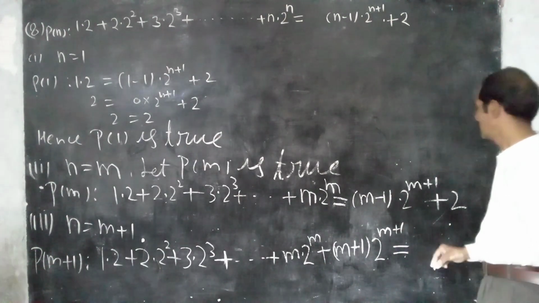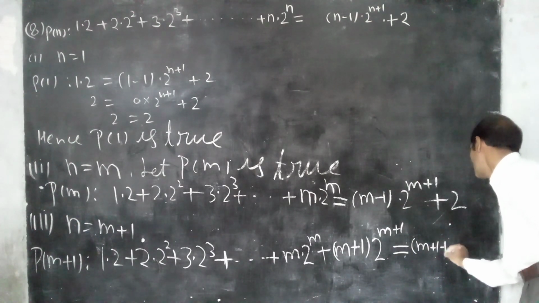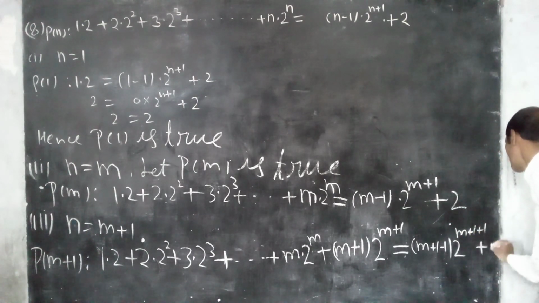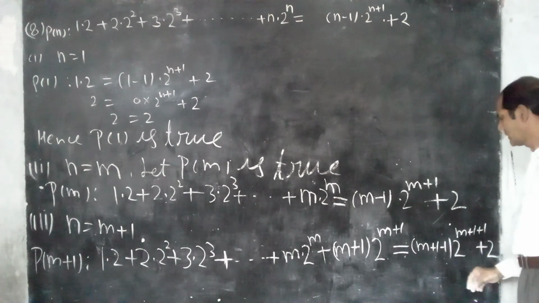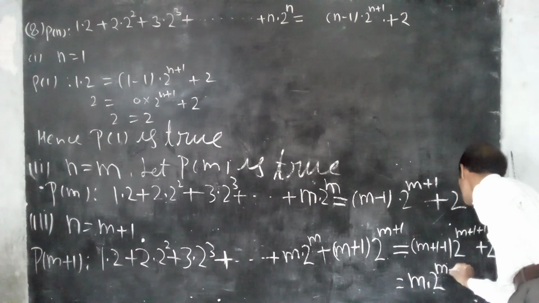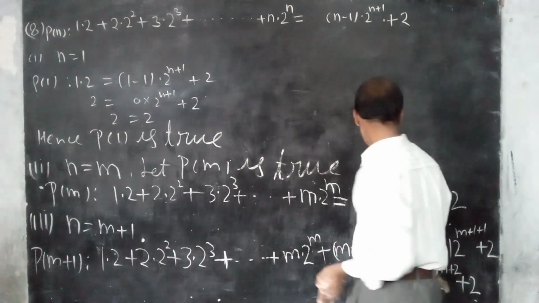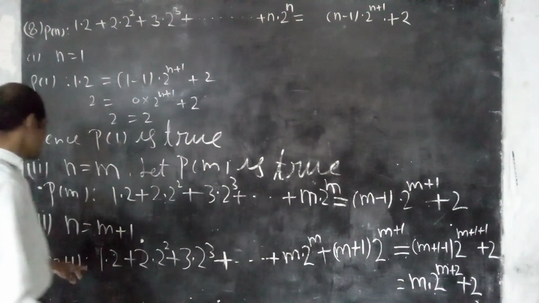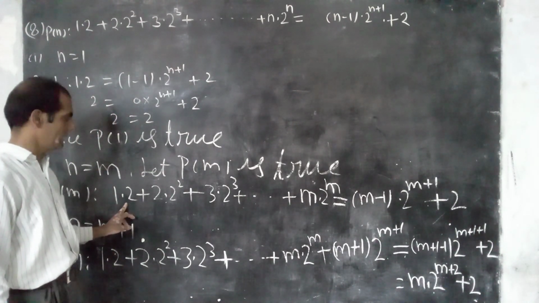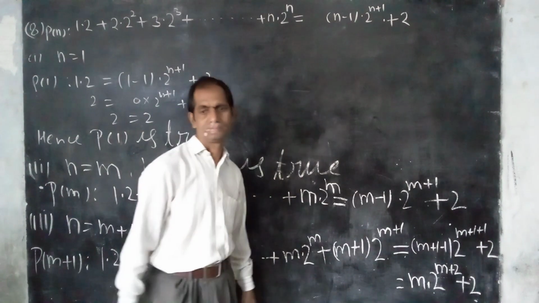Now write this in the right side. So (m plus 1 minus 1) into 2 raised to power m plus 1 plus 1, plus 2. So plus 1 minus 1 cancel. So you get m into 2 raised to power m plus 2, and plus 2. So this is your right side. Now we take the left side of the identity and prove, by using the second statement, that this is equal to the right side.